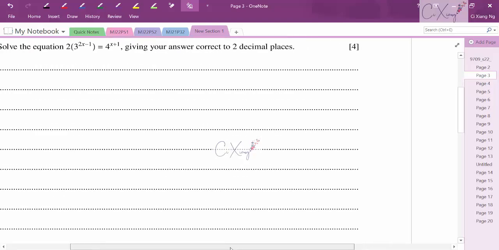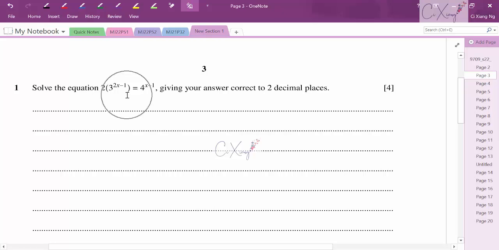Okay, so for question number 1, we want to solve this equation, giving your answer correct to 2 decimal places. Alright, so for this kind of question, generally before I try to solve it, I will tend to group all the power x to one side, all the numbers to the other side, which means that first I try to separate all the integers first, where I'm having to multiply with 3 power 2x, I will have still 3 power 2x multiplied with 3 power negative 1. So 3 power negative 1 will become 1 over 3.